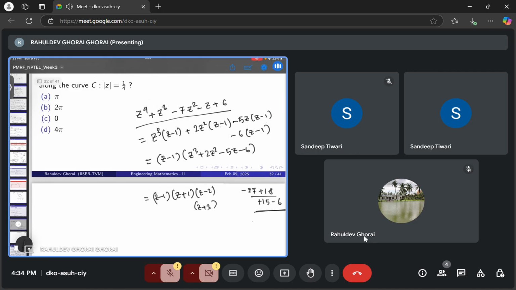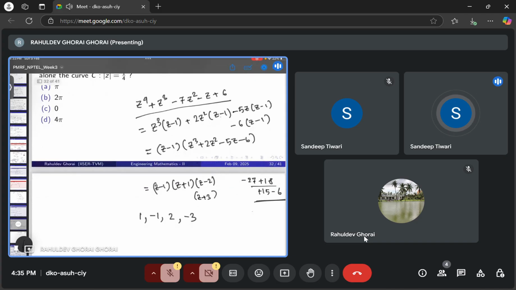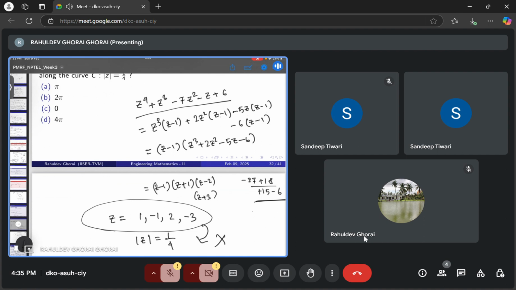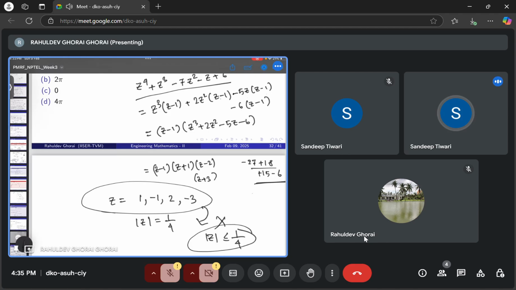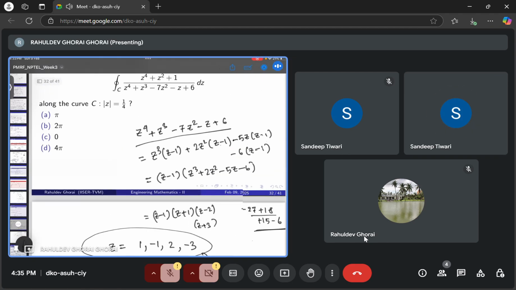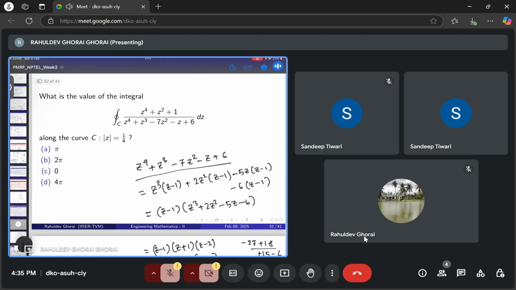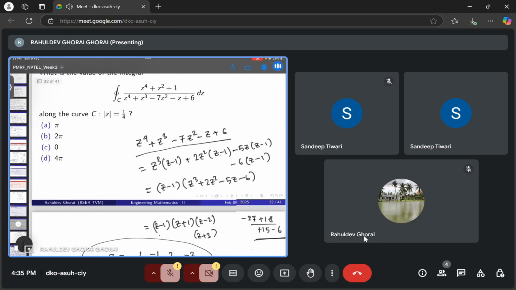So if you factorize it, now what you can see, the points are 1, minus 1, 2, and minus 3. But what about modulus of z? Modulus z equal to 1 by 4. All these points are not here, not inside. They are not in modulus z less than or equal to 1 by 4, right? So this will be 0, because then it will be analytic, because there is no point of singularity, no problem with these points which are roots of this equation.